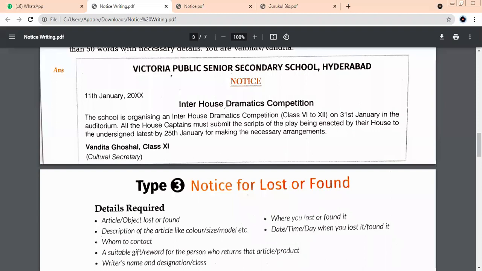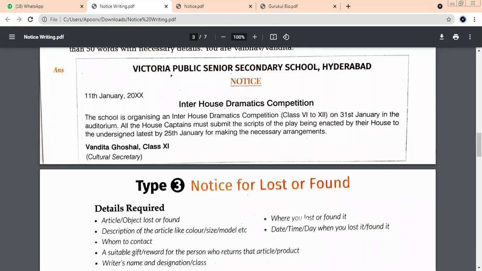I'm posted in the commerce group. Okay, beta, let me go to the commerce group and check. Basically, we did type 1 notice. That was for what? Notice for a meeting. Very good. And what is the type 2 notice? For events. Notice for event. Very good.